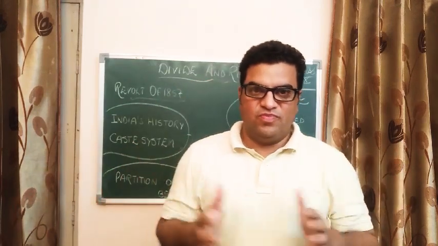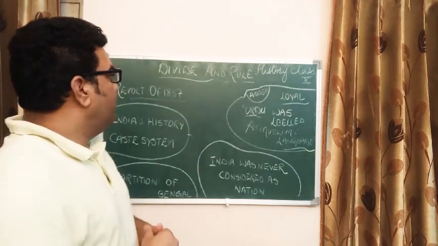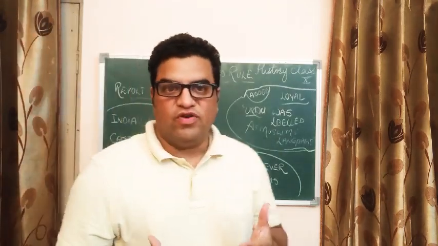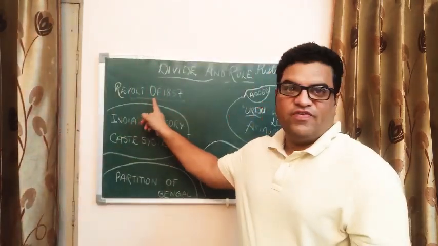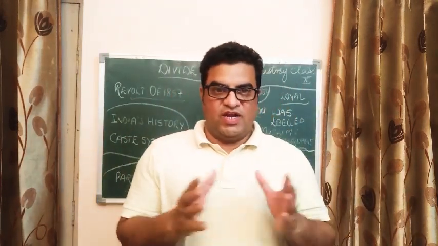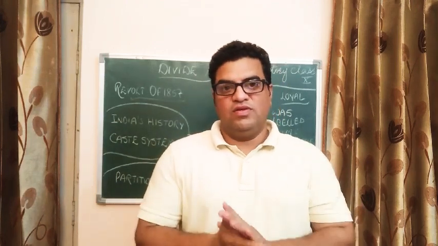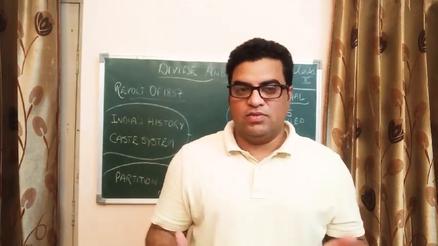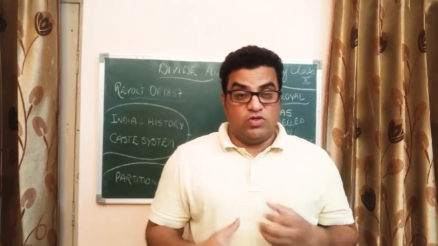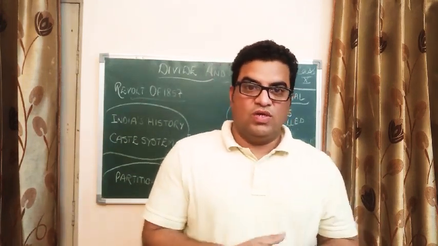This time I'm going to discuss with you one of the leading factors responsible for the formation of the Muslim League, and that is the divide and rule policy adopted by the British soon after the revolt of 1857. After this revolt, the British realized that the unity between Hindus and Muslims is a big threat for the British rule in India. So they decided to adopt some policies in order to put a rift between these two.